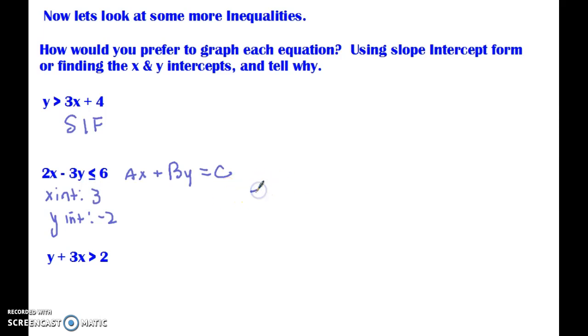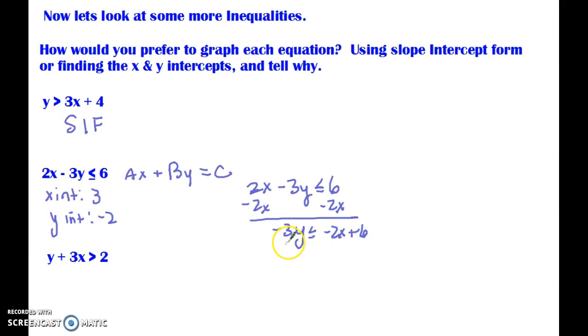So let's do this. 2x minus 3y is less than or equal to 6. Slope-intercept form. Subtract 2x. Subtract 2x. We get negative 3y is less than or equal to negative 2x plus 6. Divide by negative 3. What happens when we divide the inequality by a negative? We flip the sign. So anybody that thought it was less than, you would have been wrong because we have to flip the sign. Y is greater than 2/3 x minus 2. Now we know this is y is greater than this. We'll be shading in the greater region.